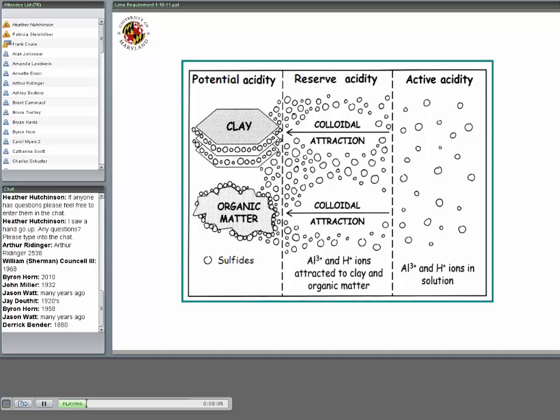But I also want to mention potential acidity, because we have situations in Maryland where potential acidity comes up and surprises us if we're not aware of the fact that its potential is out there.